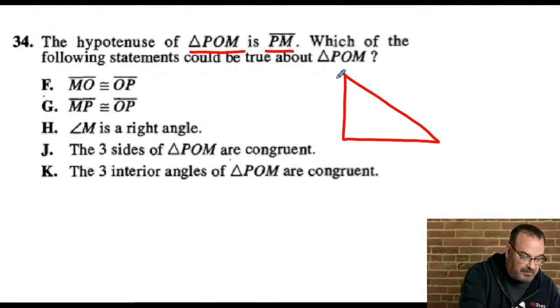The hypotenuse of POM is PM. So POM, I'm going to put a P here, an M here, and an O here. Which of the following statements could be true?